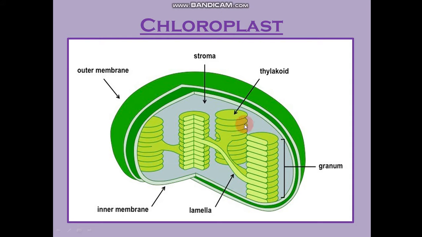One stack is known as granum. All these are called grana. These are connected to each other by frets or lamellae. Okay, all these grana are connected to each other. Clear? So this is all about the structure.